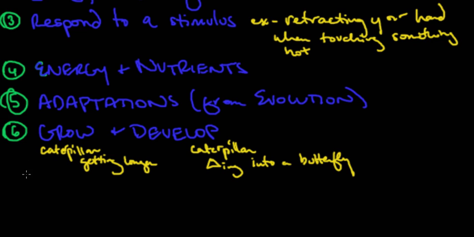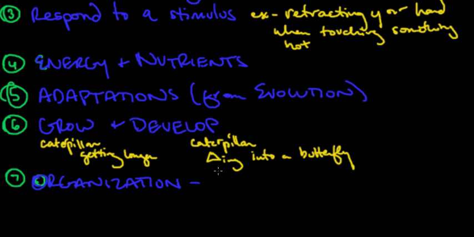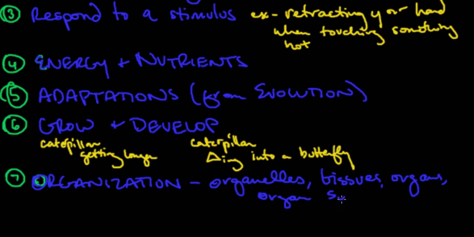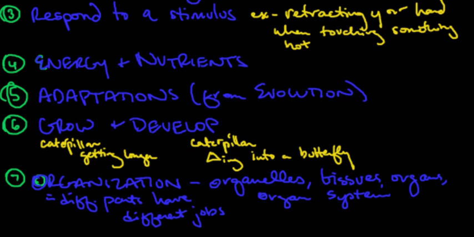Okay, let's see. We went to a different color. Organization. All living things have some sense of organization, and that could be even the organelles inside of a cell. It could be cells that happen to organize themselves into tissues, or into organs, or even organ systems. So essentially what organization means is that the different parts have different jobs.